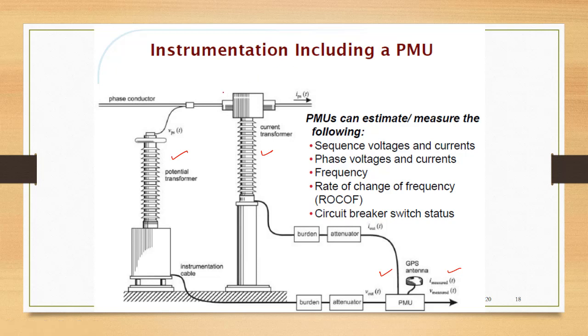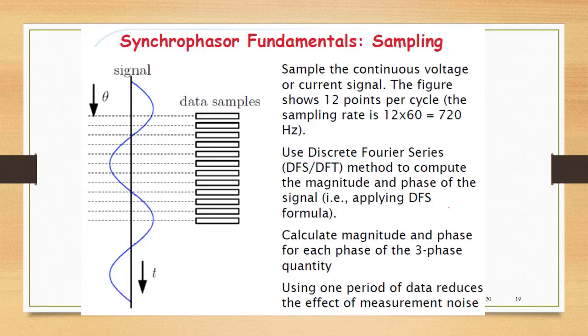So PMUs can estimate or measure the following: sequence voltages and currents, phase voltages and currents, frequency, rate of change of frequency, and circuit breaker switch status. These things can be easily measured or monitored.